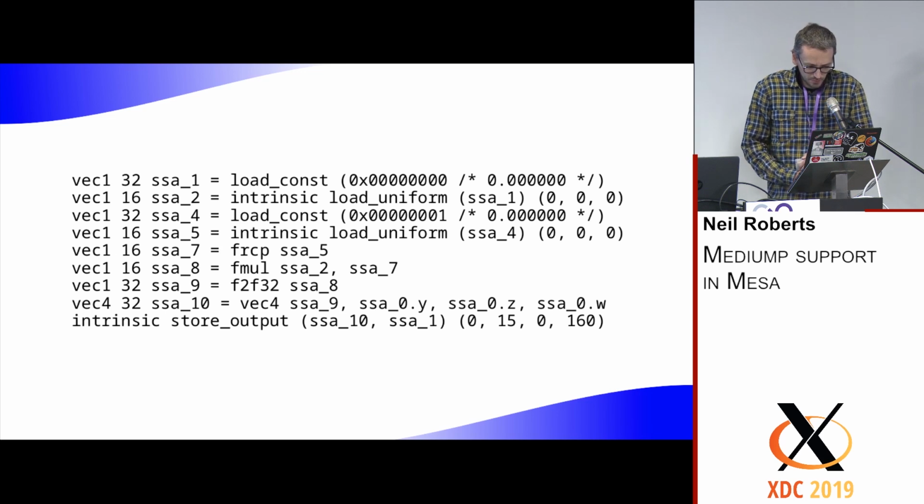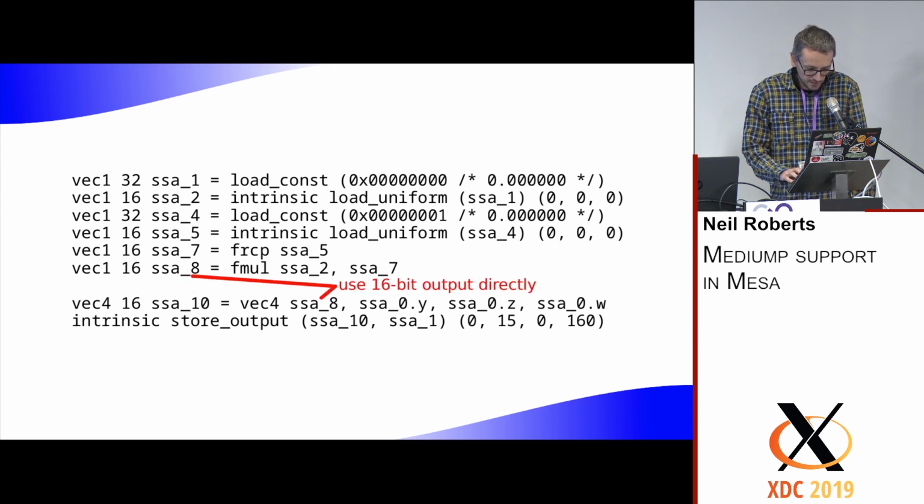So just an example of what that lowering pass does. Normally this is that multiplication example in the NIR. It ends up adding that conversion before storing the output. So we can just remove that and then directly store the result from that division operation.